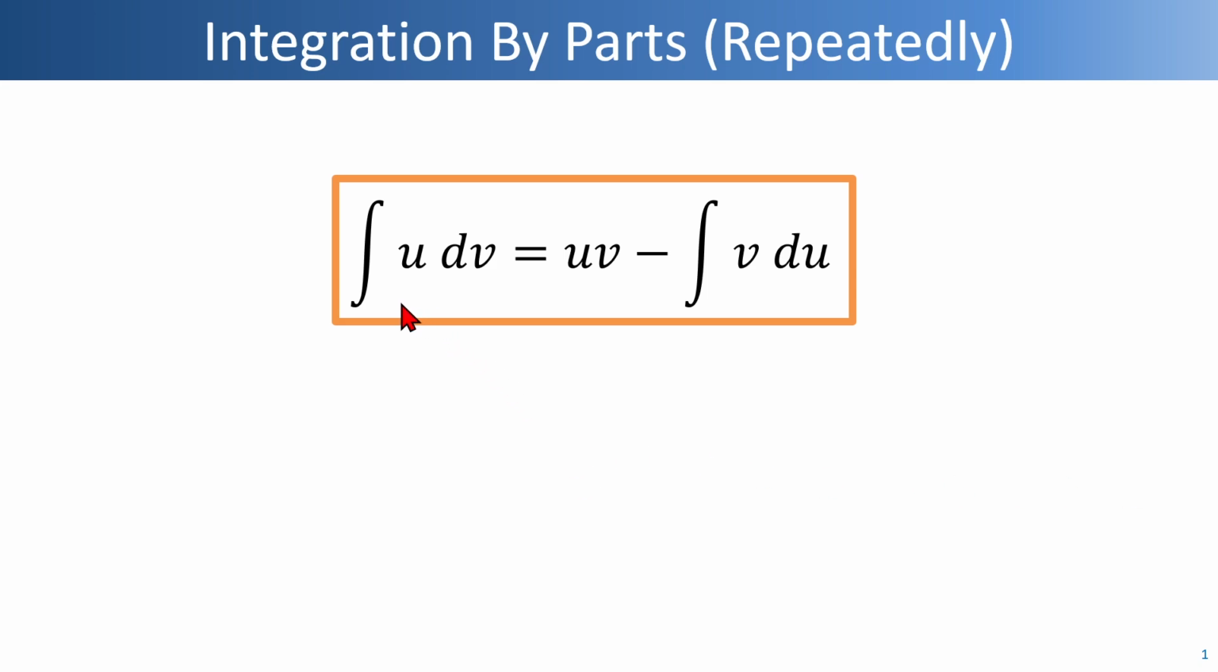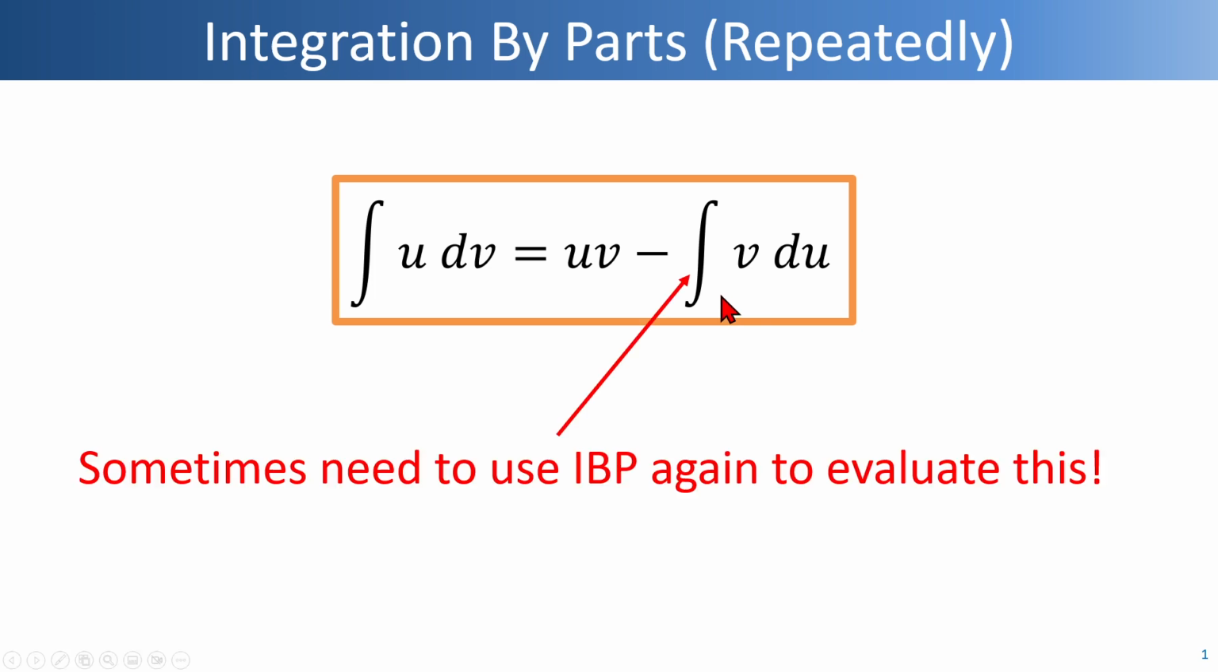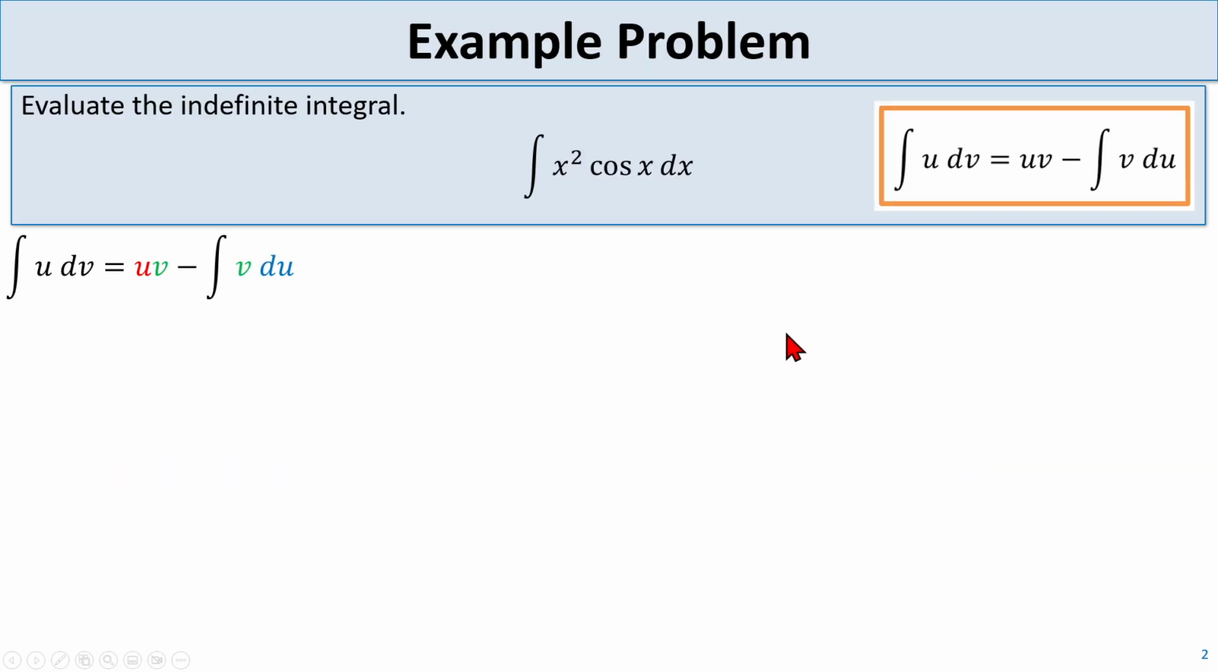As we have seen, integration by parts turns the integral of u dv into u times v minus the integral of v du. Sometimes this new integral that you get on the right-hand side also needs to be computed using integration by parts. So use integration by parts once, you get this right-hand side. Now you have a new integral, but you have to use integration by parts again to evaluate it. This example is a situation where we need to do exactly that.